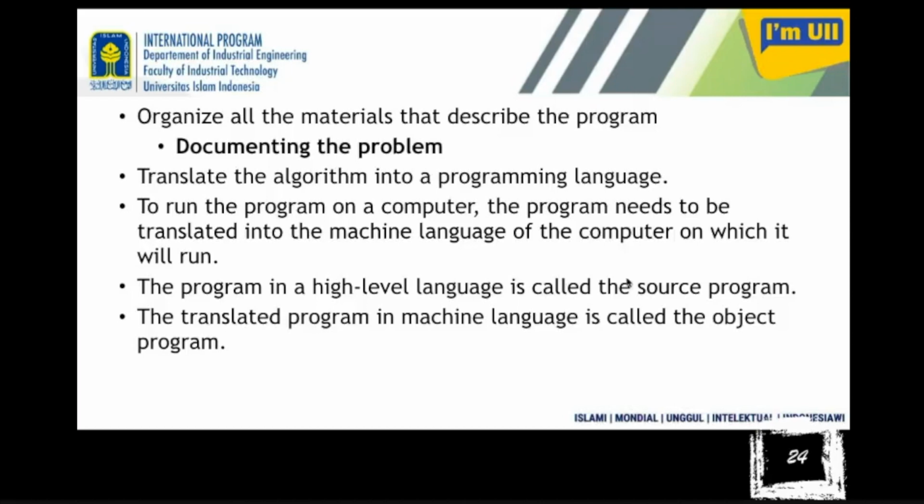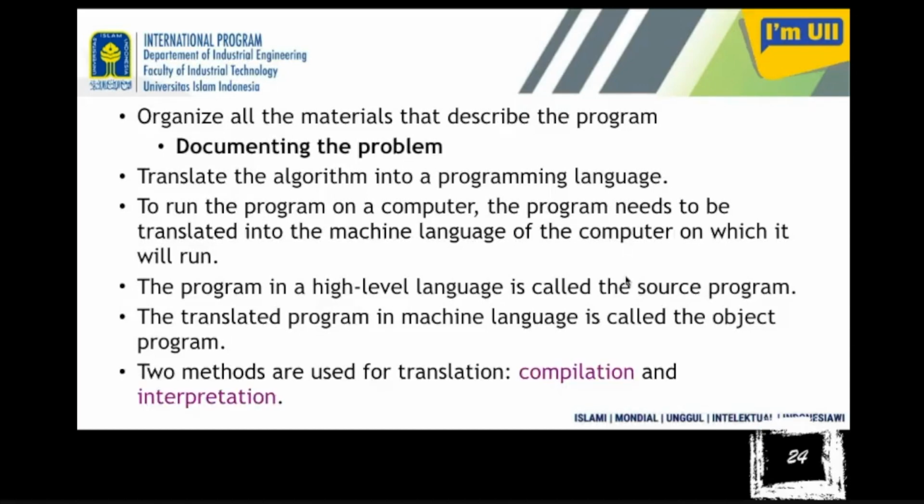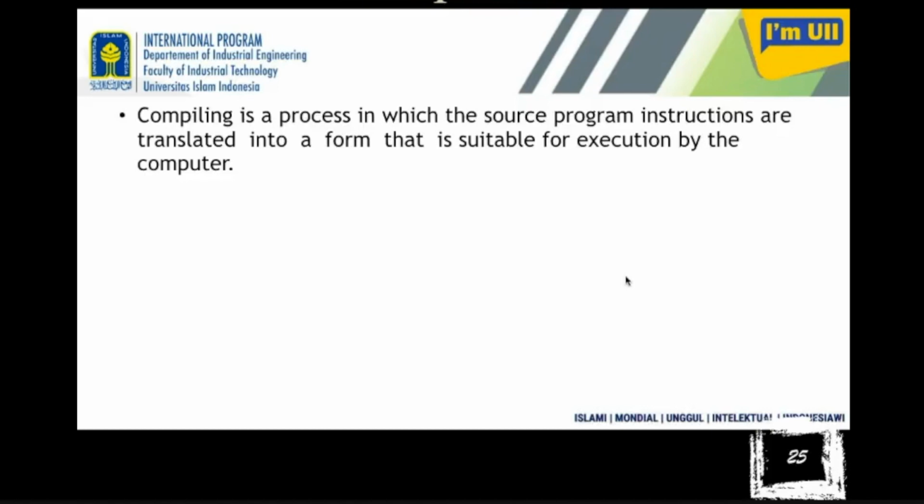Okay, so the source program is written by you, and an object program is given to the machine for performing the job. The source program does not go directly to the machine to perform your job. So there are two methods for this conversion from source to object program. One is compilation, another one is interpretation. What is compilation? Compilation is a process in which source program instructions are translated into a form that is suitable for execution by the computer.